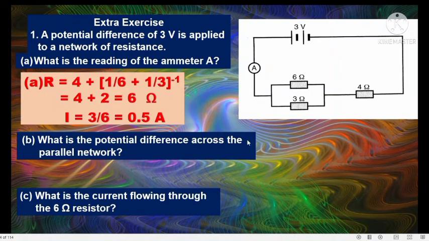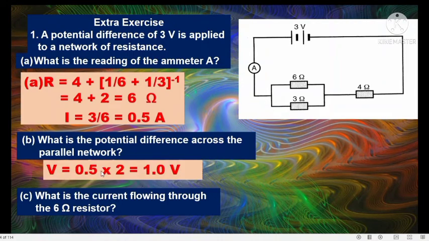What is potential difference across parallel network, meaning this part? V equals IR. Just now we already calculated for parallel part as 2 ohm. So you can just use the value straight away. V equals IR. So I is 0.5 multiply 2. So you get 1 volt.